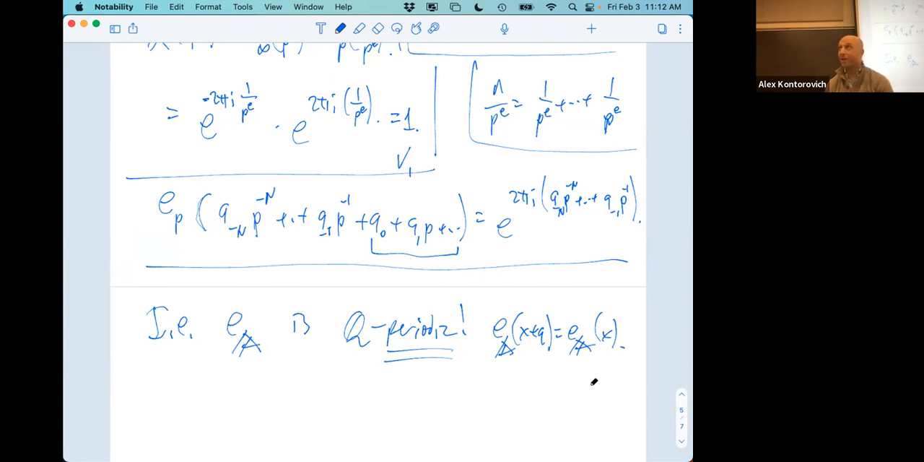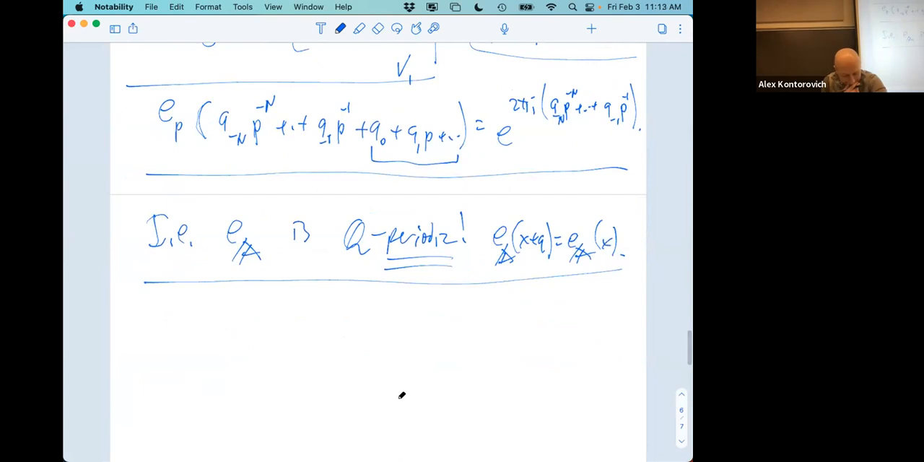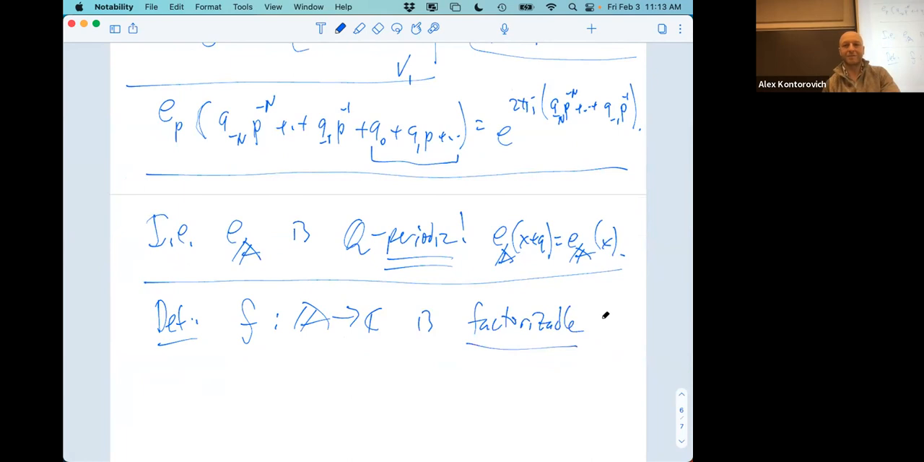Okay, so we're getting closer and closer to defining a Fourier transform on the adeles. Definition: a function f from the adeles to C we'll call factorizable if there exist functions f_p from Q_p to C.